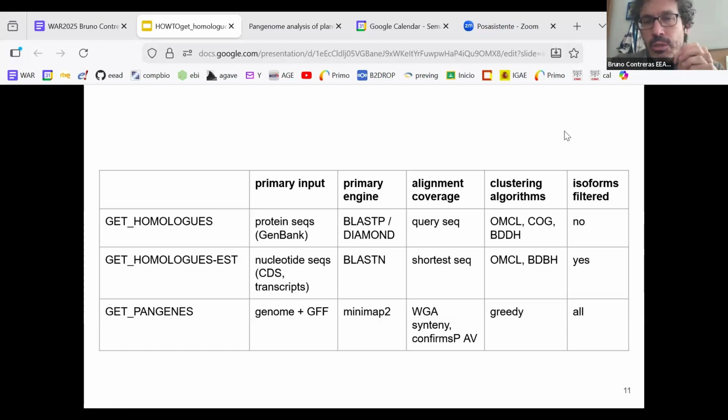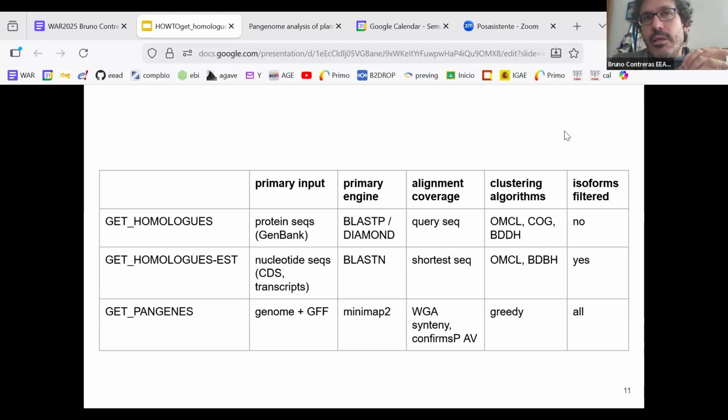So in the first row, you see GET_HOMOLOGS, which is the oldest algorithm, that would take as primary input generally protein sequences extracted from GenBank files, which is what you usually do when you're working with bacteria. So if you have 10 GenBank files for 10 bacterial genomes, you can use them as input for GET_HOMOLOGS. The primary engine to compare sequences in this case is going to be BLASTP, or you can also try Diamond if you want to do very large data sets.